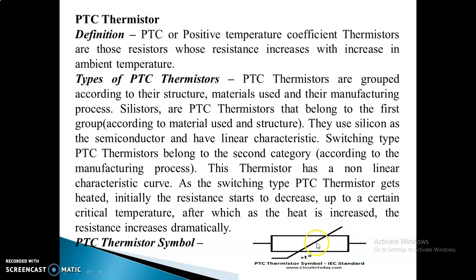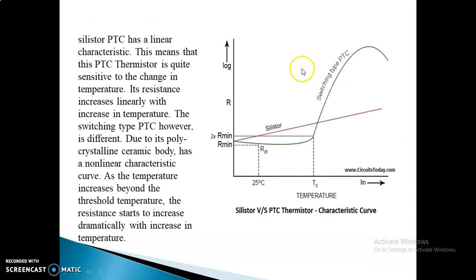You can just look at the symbol over here. Just compare PTC with your NTC. Only thing is in the downwards you have plus T degree centigrade. And here you can just look at the graphical one. You are having two things. One is the thermistor, where you have a linear, so there is a proportional change.